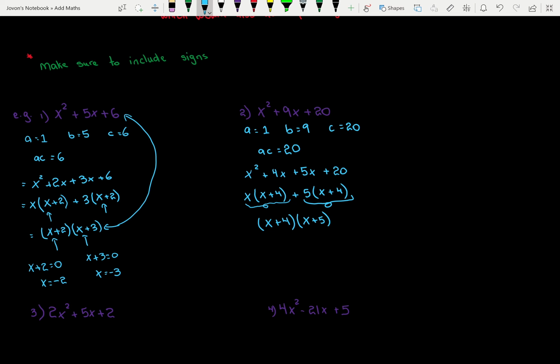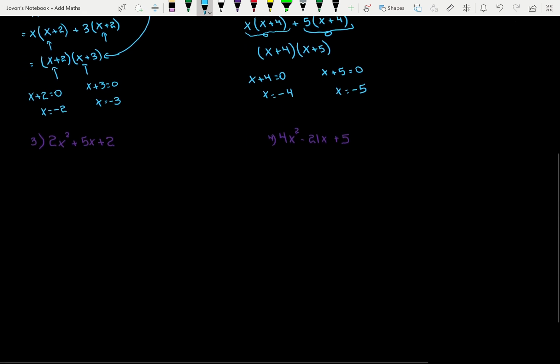Okay, and if you want to find when this quadratic is equal to 0, either x plus 4 must be equal to 0 or x plus 5 is equal to 0. So all we do is x plus 4 equals 0, therefore x is equal to negative 4. Then we have x plus 5 is equal to 0, therefore x is equal to negative 5. So if you want this quadratic equation to equal 0, you could just substitute x as negative 4 or x as negative 5. Okay, so let's do this one here now.